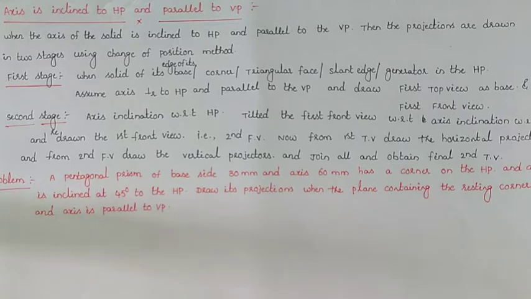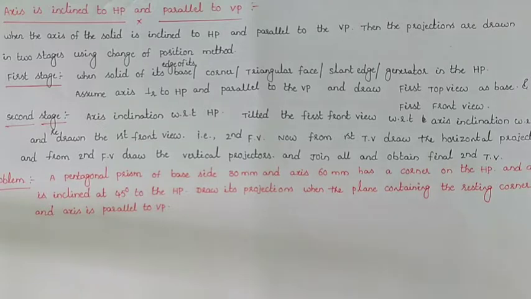So we tilt the first front view with an angle of inclination with respect to HP and redraw the first front view. That is our second front view of our diagram. After drawing the second front view, draw the vertical projection lines in downward direction. Similarly, draw the horizontal projection lines from the first top view, locate the corresponding intersecting points and join all of them, and we will obtain the second top view of our diagram.